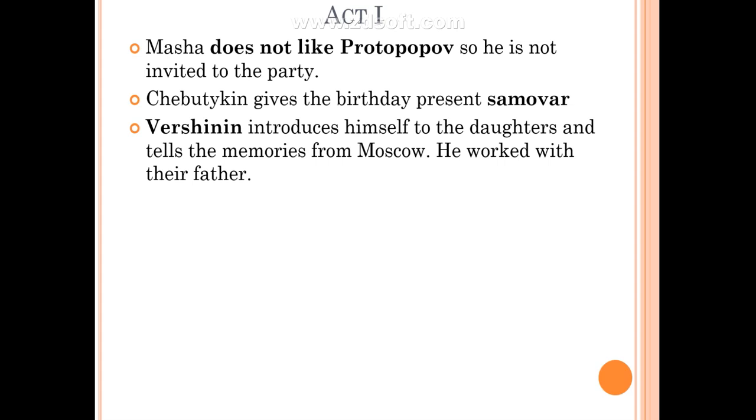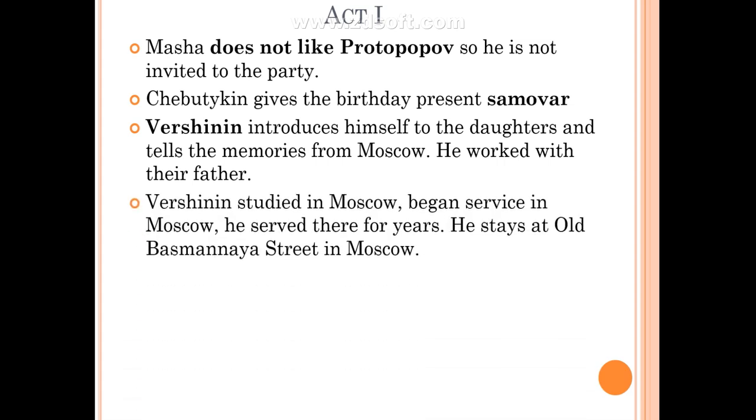Why? Because they want to live a happy life in Moscow. Their feeling is that they can live happily only in the city of Moscow. So Vershinin studied in Moscow. He began service in Moscow. He served there for years, and he stayed on old Basmannaya Street in Moscow. So Vershinin and these three sisters stayed in one colony, that region of Basmannaya Street.